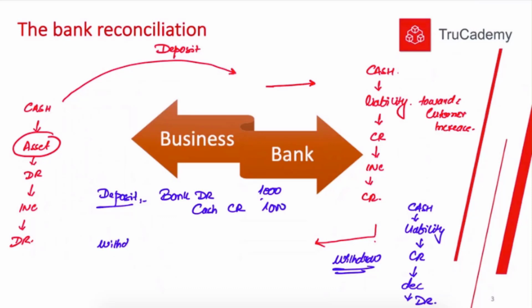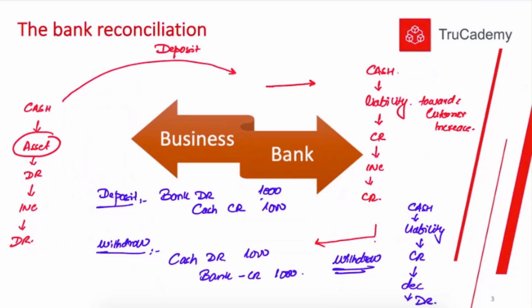But when I withdraw money from my bank account and bring it to the business, it is a totally opposite entry. Cash in the business will increase, debit with $1,000, and the balance of the bank account will decrease, so it will be credited with $1,000. From the bank's perspective, when the bank receives cash from the customer, the bank's liability toward the customer will increase. But when the bank gives money to the customer out of their bank account, or makes payments out of the business bank account, the liability toward the customer from the bank's point of view will decrease.